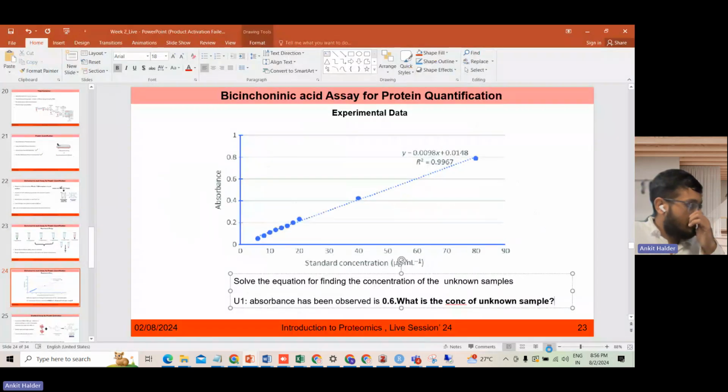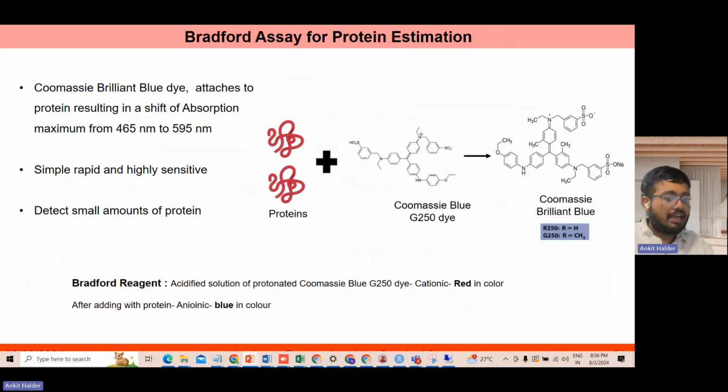Okay. So now another method is our Bradford assay. This is another method used for protein estimation or protein quantification. What happens in the Bradford assay is quite simple in its principle: the Coomassie brilliant blue dye attaches to the protein, and it results in the shift of the absorption maxima from 465 nanometer to 595 nanometer.